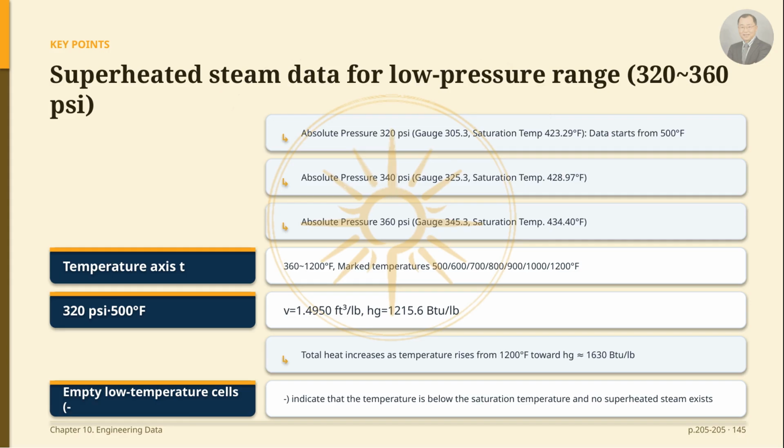For example, at 320 psi and 500 degrees Fahrenheit, the specific volume is 1.4950 and the total heat is 1215.6. As the temperature rises to 1200 degrees Fahrenheit, the total heat increases to around 1630. The reason the low-temperature cells are left blank with dashed lines is that those temperatures are lower than the saturation temperature, meaning superheated steam does not exist there.